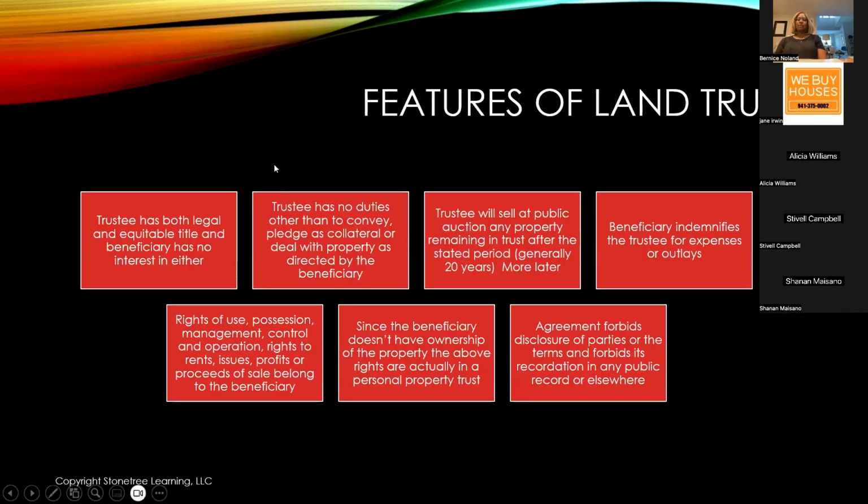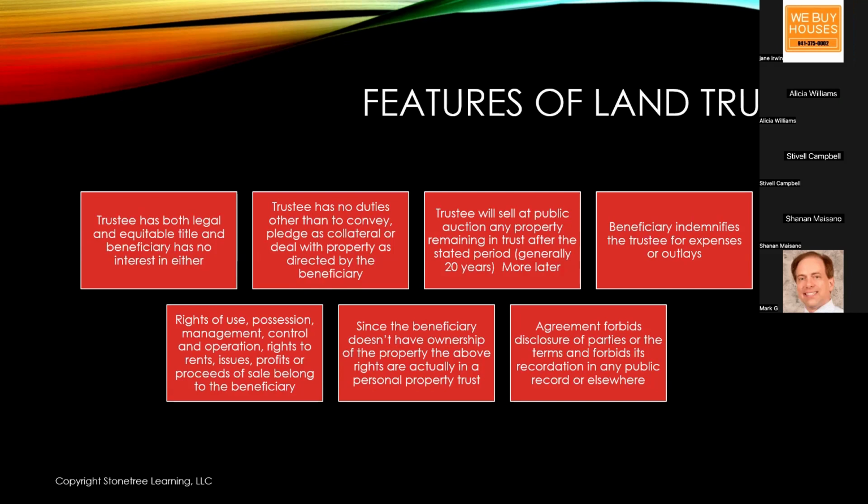Okay, so I'm not going to go through every one of these, because it can get a little bit boring, I think, but you can come back and ask questions as you want. So the first one is probably the most important to understand, that the trustee has both legal and equitable title, and the beneficiary has no interest in either. So the name on the deed is the trustee, and the trustee can sell the property, but they're not supposed to. And that's where your trust document comes in. You need to spell out clearly what the trustee can and can't do.